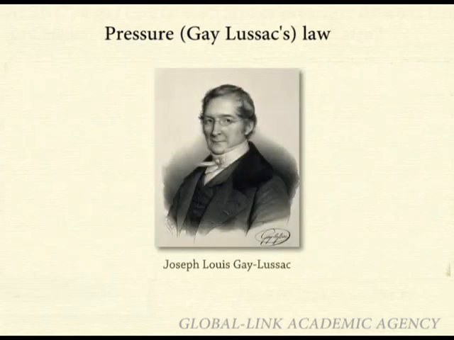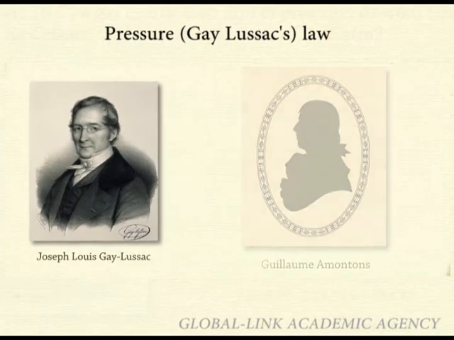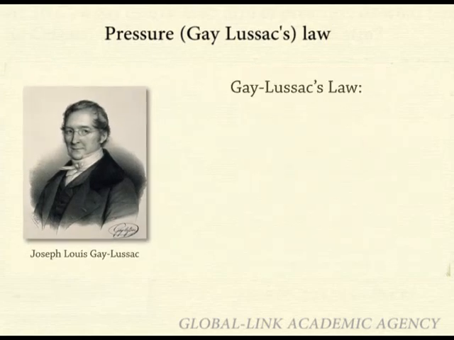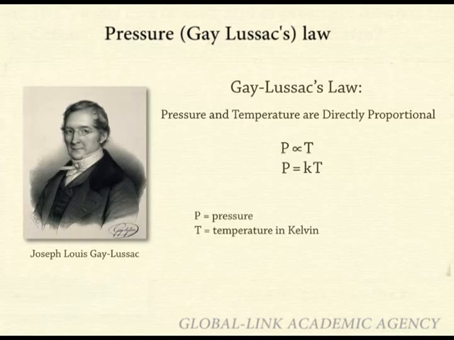Joseph Louis Gay-Lussac shares credit with Guillaume Amontons for formulating a gas law that describes the relationship between pressure and temperature. Gay-Lussac's law says that when the volume of a mass of gas is constant, pressure and temperature are directly proportional. P is proportional to T. Mathematically, P is equal to KT, where P is the pressure, T is the temperature, and K is the proportionality constant. We can rearrange this equation so that it reads P over T is equal to K, or the ratio of pressure to temperature is a constant, K.